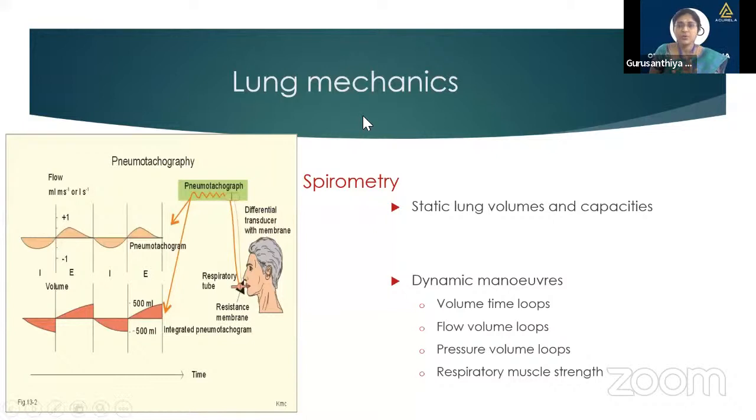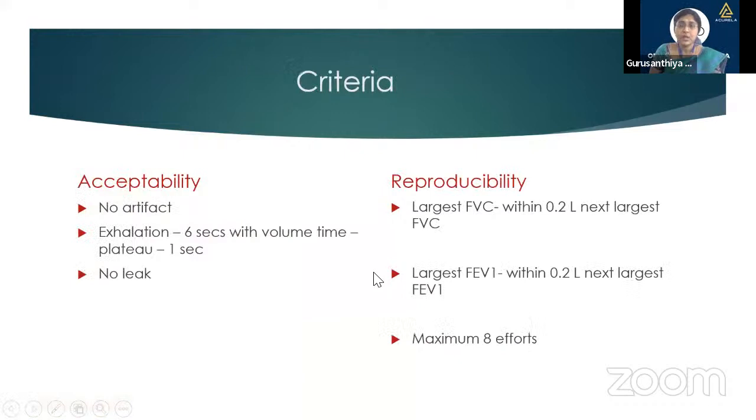Now we have moved on to lung mechanics. Lung mechanics involves static and dynamic maneuvers. This is measured by spirometry, which was introduced into practice by John Hutchinson. It involves measuring the static lung volumes and capacities and applying dynamic maneuvers. To measure spirometry, there is an acceptability criteria and a reproducibility criteria.